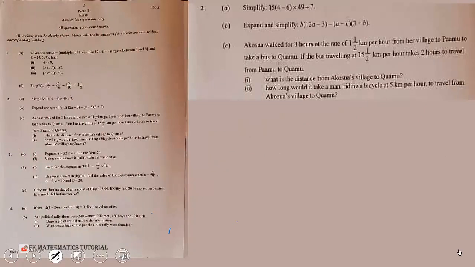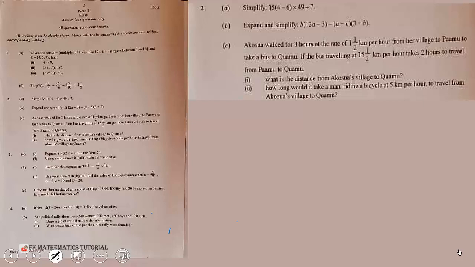2C. Akosua walked for 3 hours at the rate of 1.5 kilometers per hour from her village to Paamu to take a bus to Kwemu. If the bus traveling at 15.5 kilometers per hour takes 2 hours to travel from Paamu to Kwemu, what is the distance from Akosua's village to Kwemu? How long will it take a man riding a bicycle at 5 kilometers per hour to travel from Akosua's village to Kwemu?